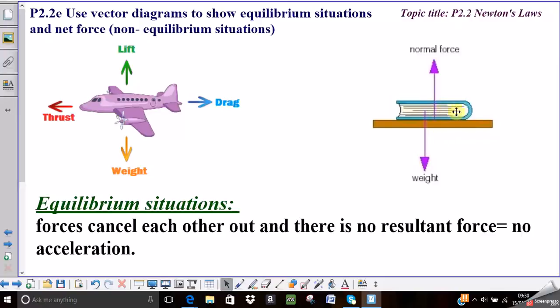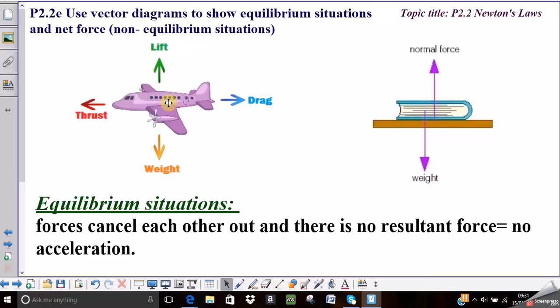Now, if I was to push on this book to the right, and the book would not be moving, that would be because another force would be pushing it to the left, friction, and it will prevent it from moving. The instance with an airplane, well, it's the same, this is an equilibrium situation.